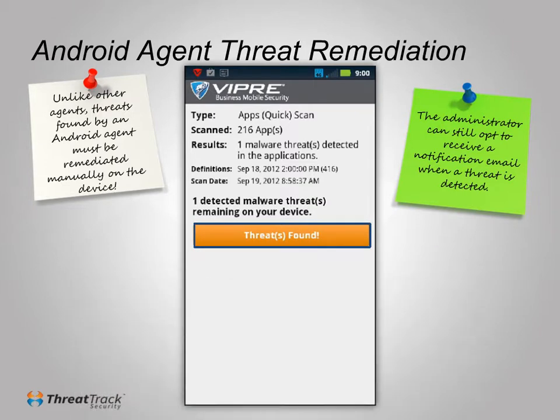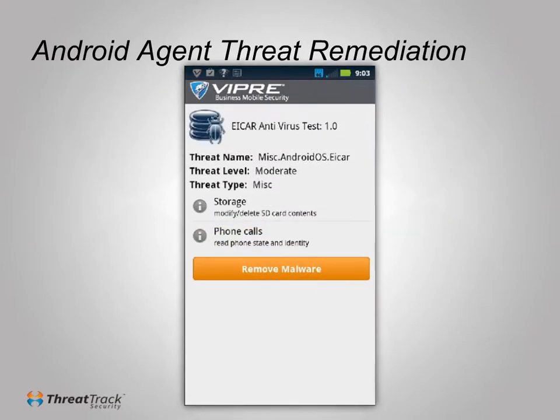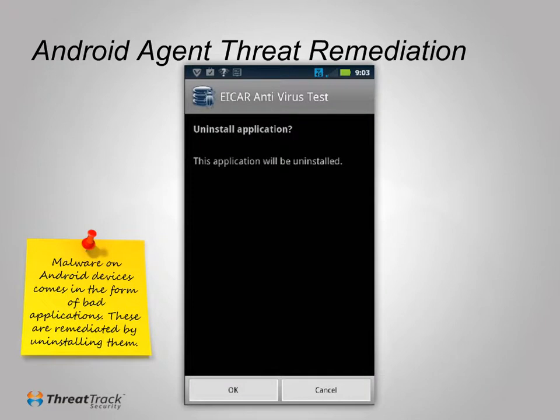Tapping Threats Found will bring us to this screen, which contains some more details on the threat. We can then tap Remove Malware to proceed with uninstalling this malicious app, since Android malware actually comes in the form of bad applications.